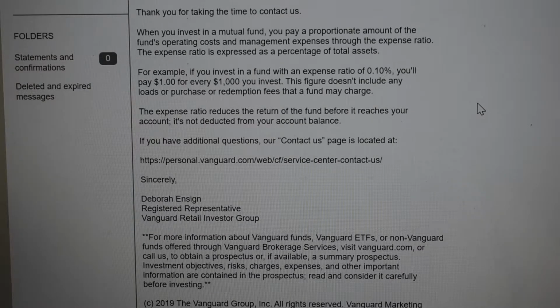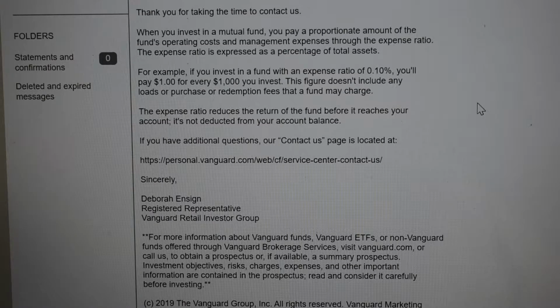Thank you for taking the time to contact us. When you invest in a mutual fund, you pay a proportionate amount of the fund's operating costs and management expenses through the expense ratio. Okay, got that. The expense ratio is expressed as a percentage of total assets. For example, if you invest in a fund with an expense ratio of 0.1%, you'll pay $1 for every $1,000 you invest.